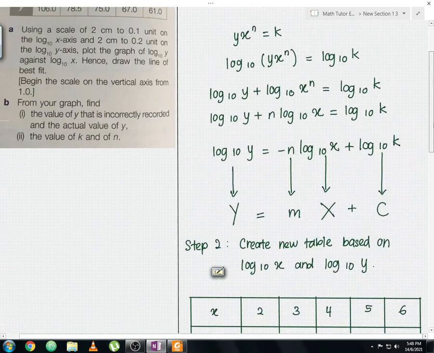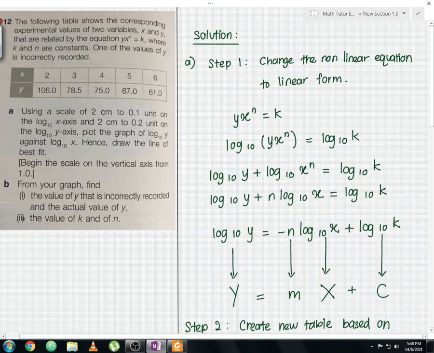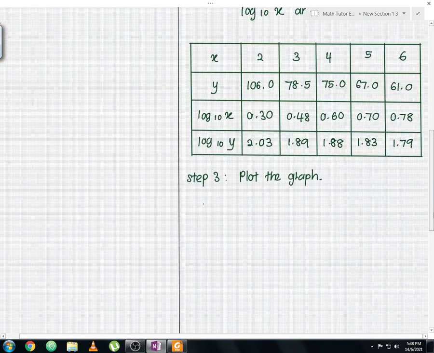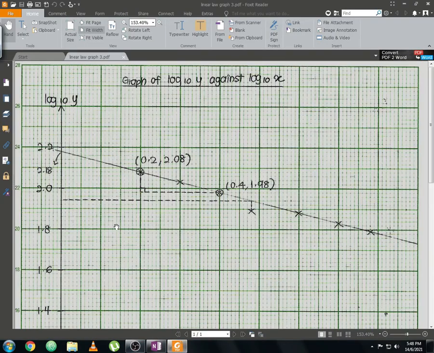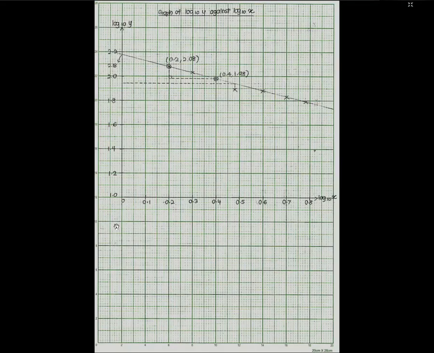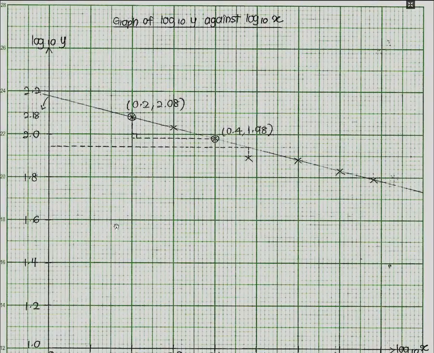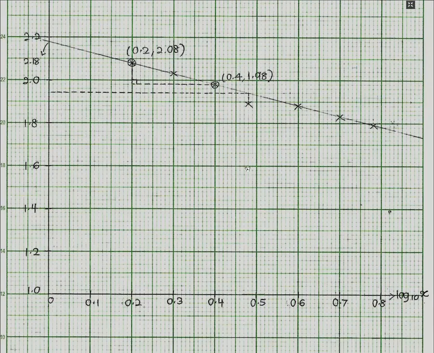From here, let us continue our discussion for question part B, where they ask us to find the value of y that is incorrectly recorded and the actual value of y. Let us open our graph paper now. Let me put this into full screen mode and zoom it so that you can see it better. Among all the coordinates, you can find this coordinate is offset from the straight line. So this coordinate gives us the wrong y value.